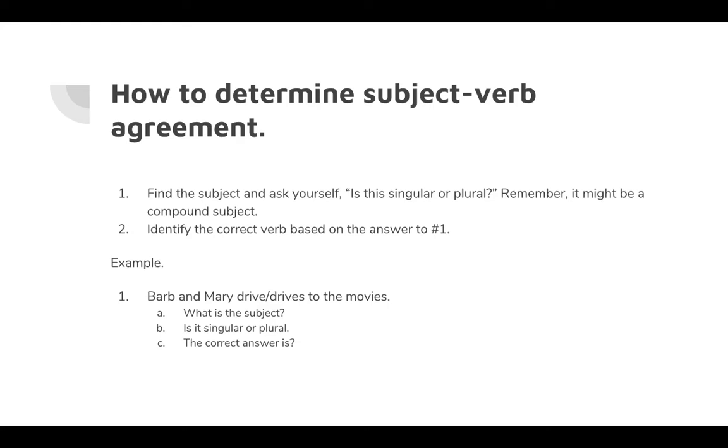So we're going to say drive to the movies, not drives. We don't need an S because it's not singular, it's plural. So we follow the format. What's the subject? Barb and Mary. It's a compound subject. Is it singular or plural? It's plural. They're 2 people. So the correct answer is drive to the movies.